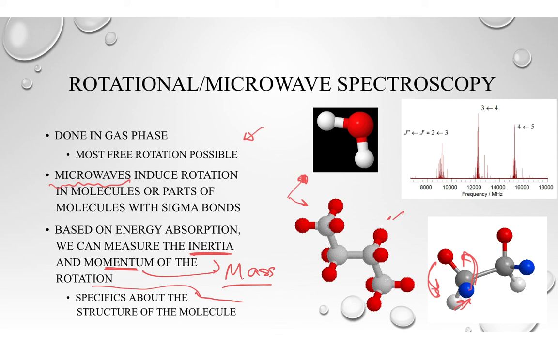Okay. When we do microwave spectroscopy, we get a readout that looks like this. It's not an expectation of this course that you understand how to read such a microwave spectrum. But what you do need to know for this course is that microwaves induce rotation, and from that rotation, we can figure out masses and specific parts of the structure of our molecule. That's it.